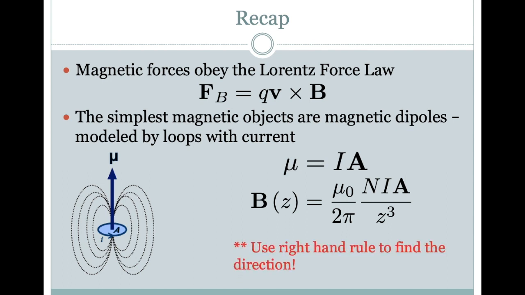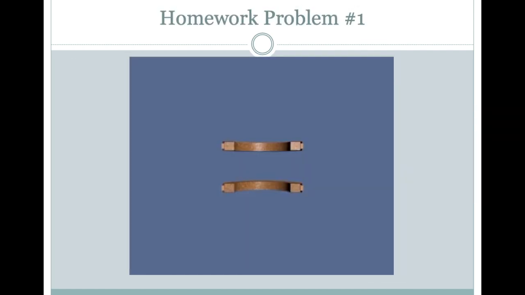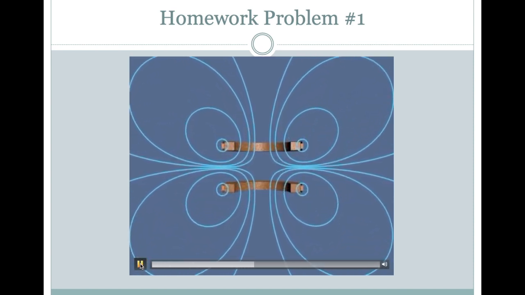We use the right-hand rule to find the direction, so the usual method is you curl your fingers in the direction of the current, and then your thumb will point in the direction of the magnetic dipole moment. In your homework, you were asked to figure out the anti-Helmholtz coil, which has two anti-aligned magnetic dipole moments. In this animation, you will see the magnetic fields move like so.